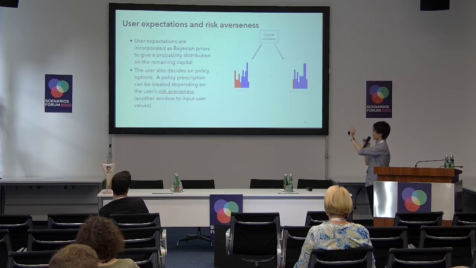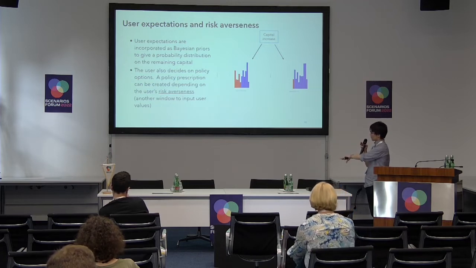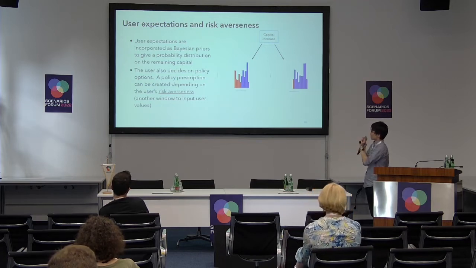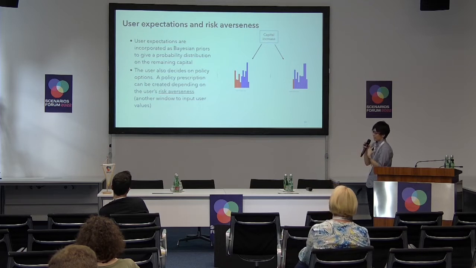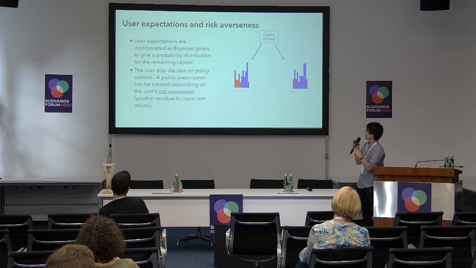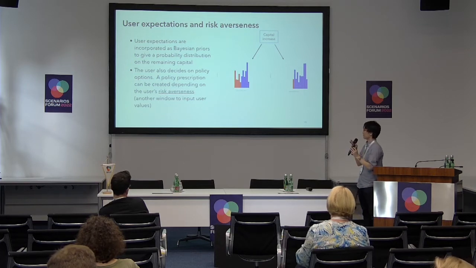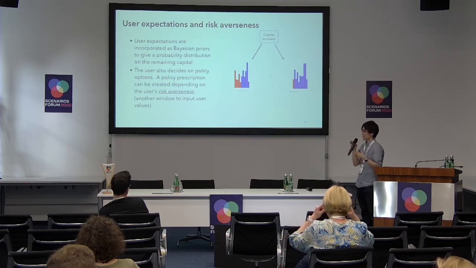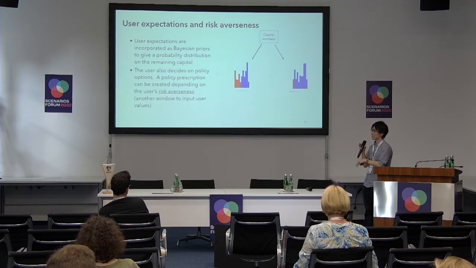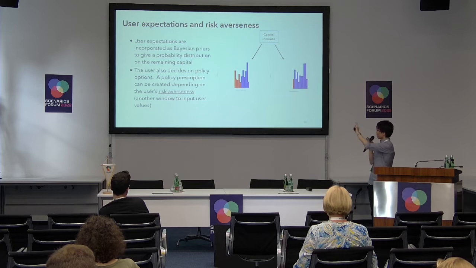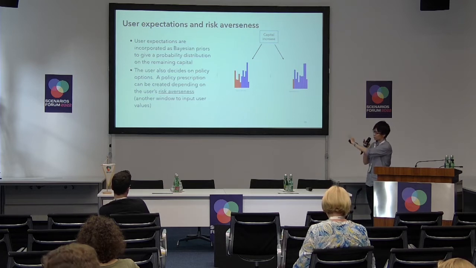This can be calculated using assumptions on risk averseness. So this is another window where the user-held values can come in. The user can choose their risk averseness, and actually the interface outputs what policy decisions the user should make based on the risk averseness they have, by going through the causal network several times.